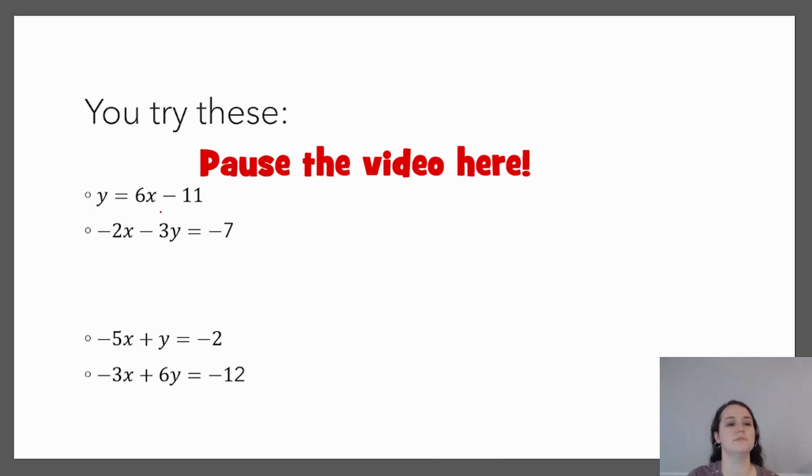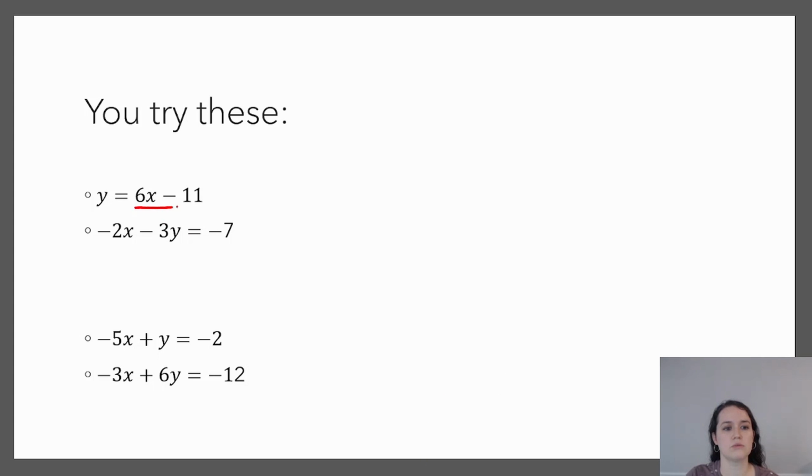All right, so right here I have y equals 6x minus 11, so I'm going to replace it with this y. Again, feel free to color coordinate, it might help you out. 2x minus 3, and instead of putting y, I'm putting what y equals, which is 6x minus 11, equals negative 7.